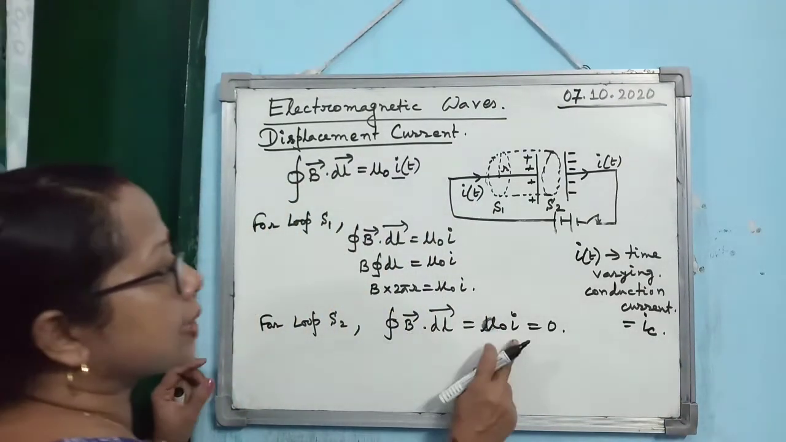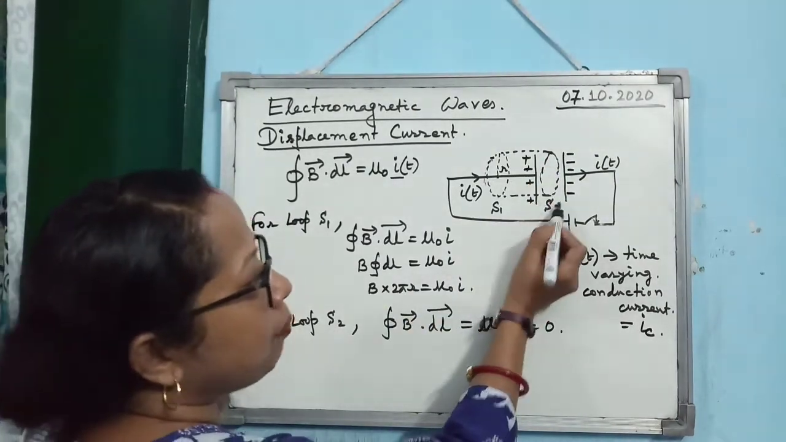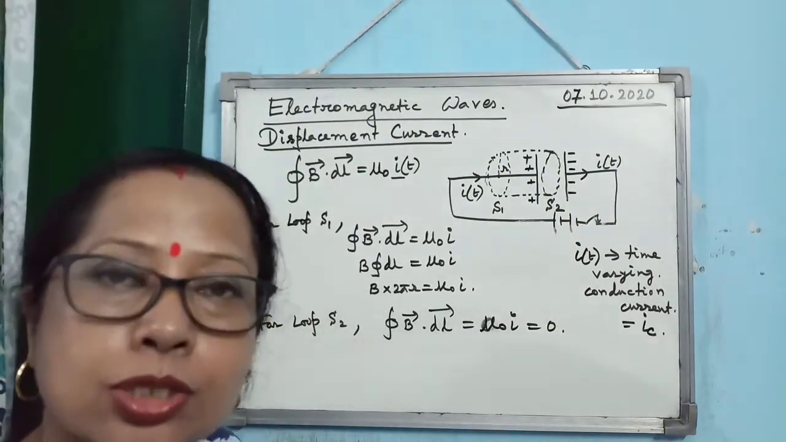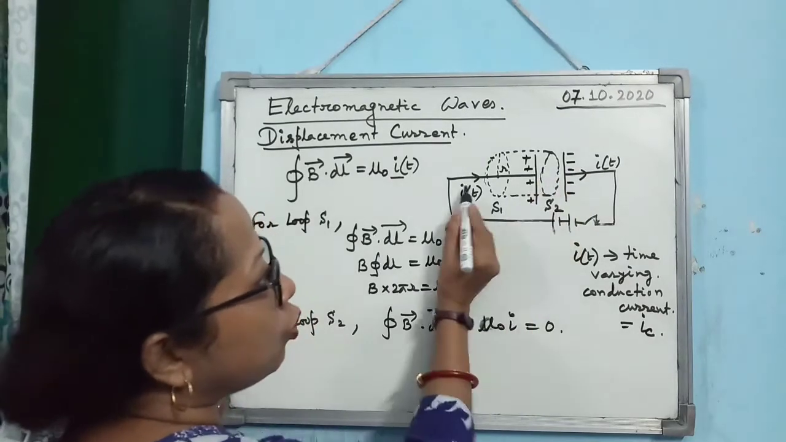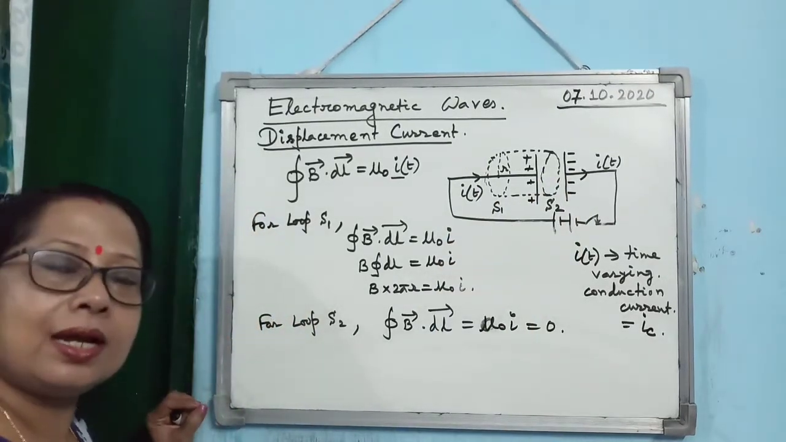So you see in this case what is happening for loop S2. S2 is lying within the plates, and within the plates there is no current. So what will happen, as there is no current threaded by the loop, unlike S1, it will be 0. Is that clear?